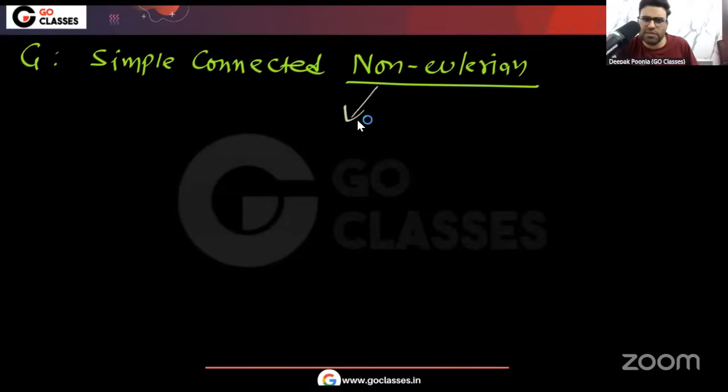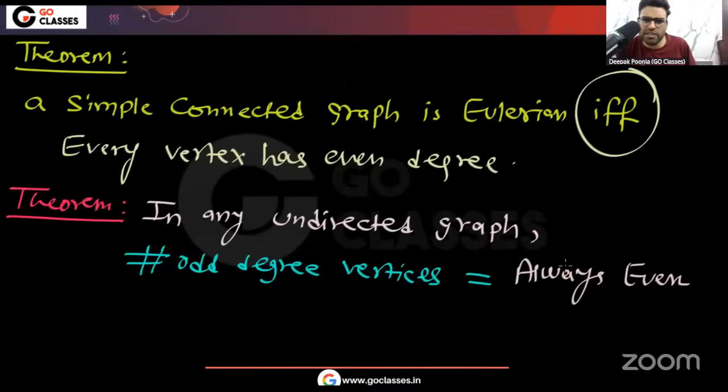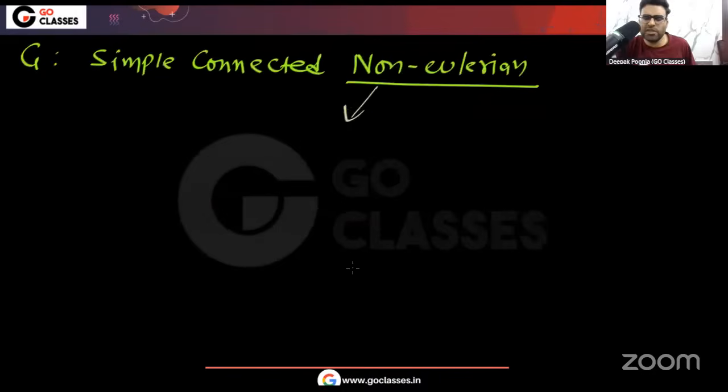How many odd degree vertices will be there? The number of odd degree vertices is always even. So can you have one odd degree vertex in this graph? Can you have three odd degree vertices? No. The number of odd degree vertices is always even. So I can say that G has at least two odd degree vertices.